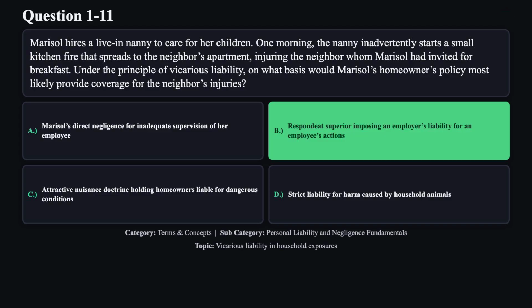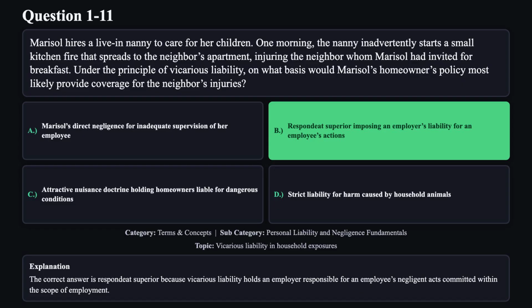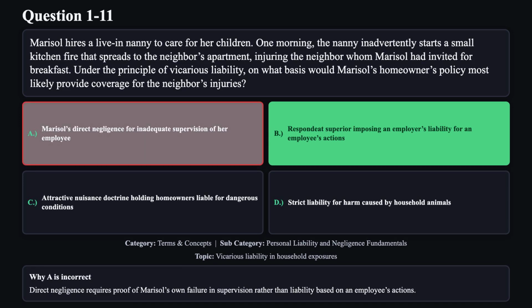The correct answer is B. The correct answer is respondeat superior, because vicarious liability holds an employer responsible for an employee's negligent acts committed within the scope of employment. Reason A is not correct. Direct negligence requires proof of Marisol's own failure in supervision, rather than liability based on an employee's actions.